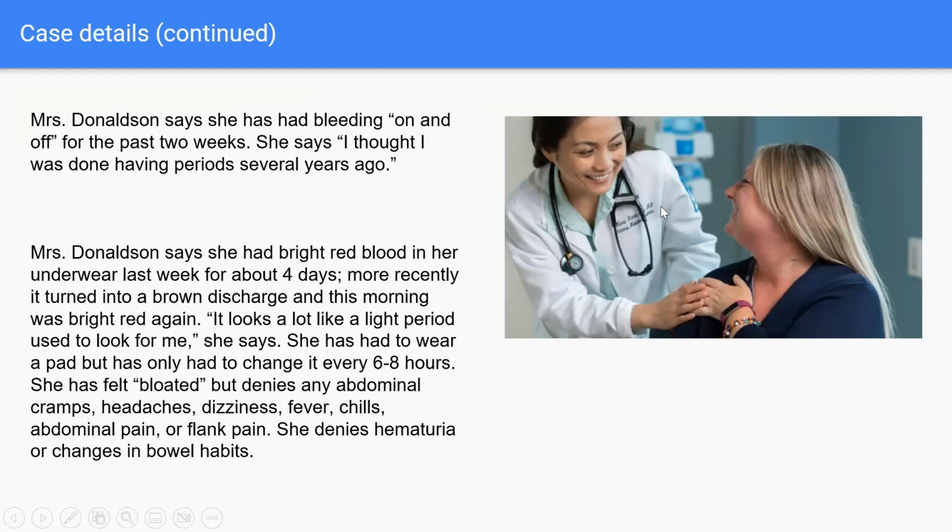So really what we're getting from the rest of this is that we know that it started 2 weeks ago, which is what we already knew, but we have additional details. It started out being bright red, kind of turned a little bit brownish color, then bright red again. She's had to wear some pads, but only changed them every 6 to 8 hours, and really doesn't have any other symptoms besides just some bloatedness.